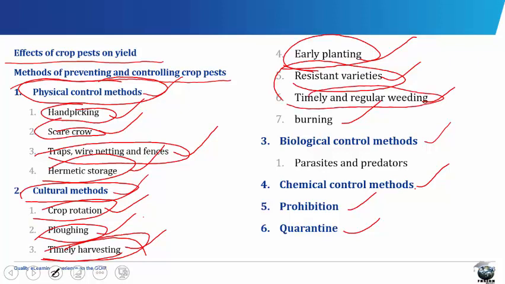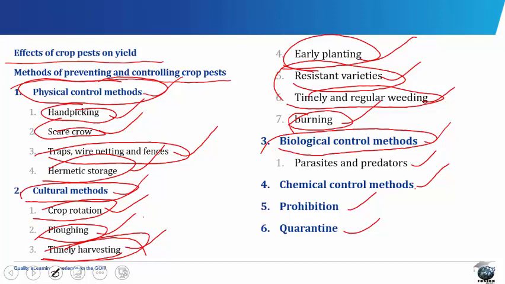Timely and regular weeding. Some weeds serve as alternate hosts to crop insect pests. Weeding ensures that no alternate hosts are there to harbor the pest when the host crops are not in the farm. Burning, although it has its disadvantages, is very effective in destroying insect pests and their eggs in a pest-infested farm. Talking about biological control methods, this involves the introduction of the natural enemies of the pest. They include the parasites and the predators.